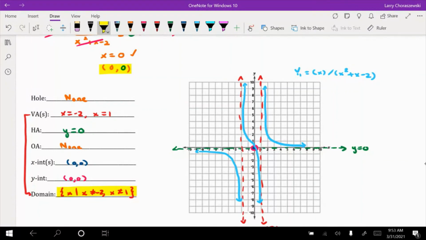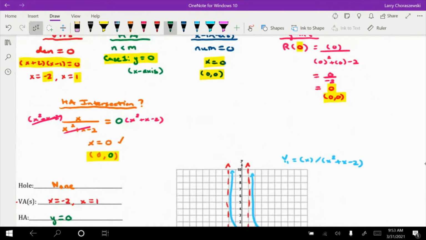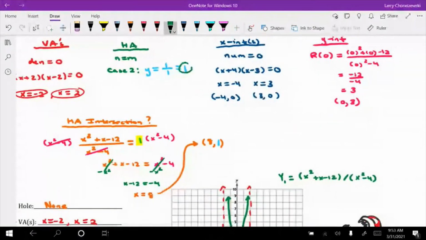We have our x and y intercept there, as well as the point of intersection of the graph with the horizontal asymptote. Yep, I set it to 0 because that's the value of our horizontal asymptote. No problem. And on the previous page, I set it equal to 1 for the same reason.